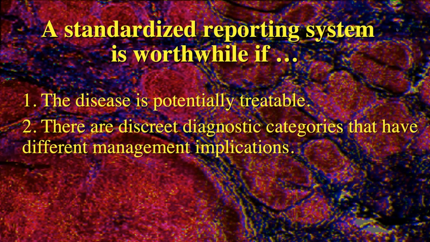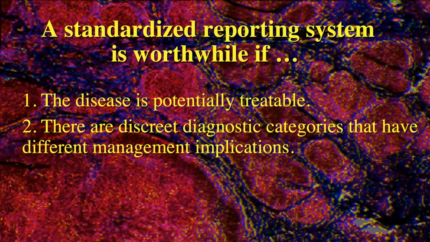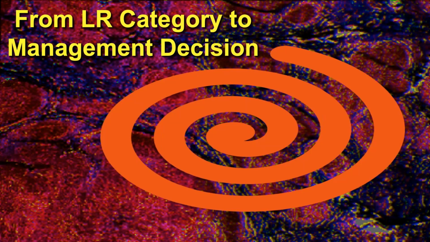So the other thing that's important, if we're going to have a standardized reporting system, especially one that involves categorizing disease states, there should be discrete diagnostic categories that have different management implications. And we realized right along that this was potentially the case with HCC, and the challenge was to come up with the best categories that would most help define these options. But this does not mean that treatment decisions follow directly from assigning a diagnostic category. So it's not a straight line, but rather sometimes a bit circuitous.